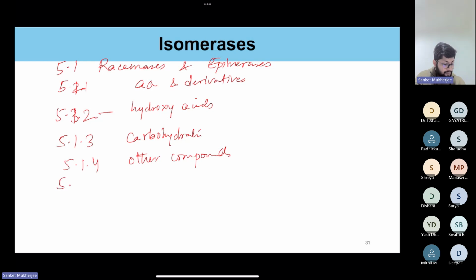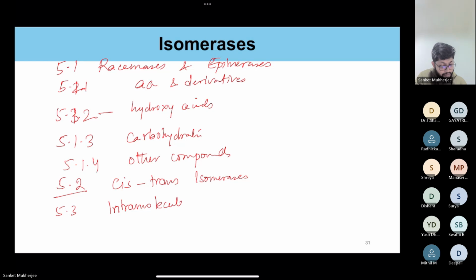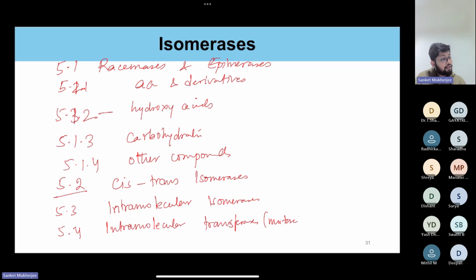Similarly, if we look at 5.2, they cause cis trans conversion, so they are called cis trans isomerases. 5.3 are intramolecular isomerases. 5.4 is intramolecular transferases, also called mutases. 5.5 is intramolecular lyases. And there are other groups as well.